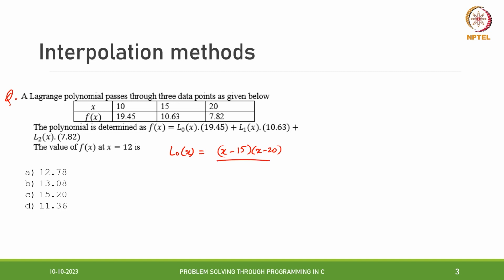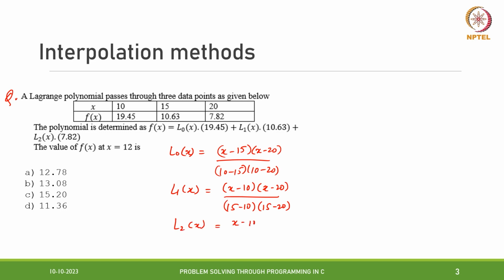So this will be (x - 15)(x - 20) / ((10 - 15)(10 - 20)). What will be L1 of x? L1 of x will be (x - 10)(x - 20) / ((15 - 10)(15 - 20)). Similarly, L2 of x will be (x - 10)(x - 15) / ((20 - 10)(20 - 15)).